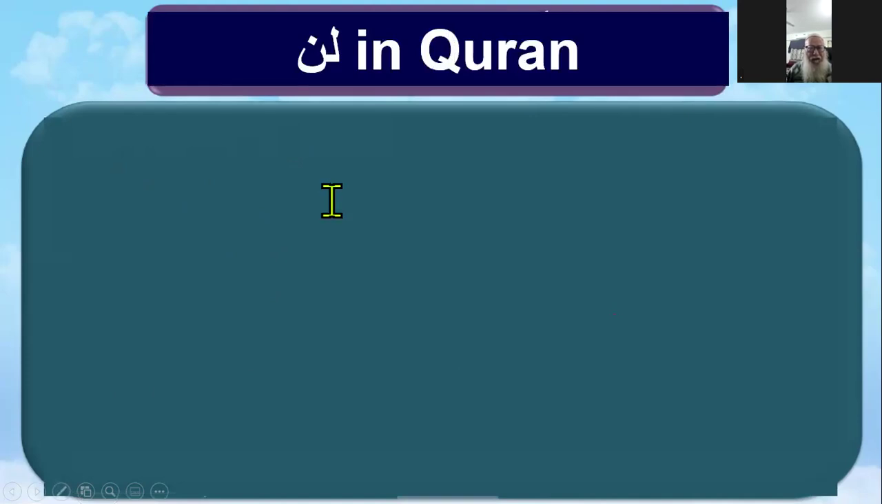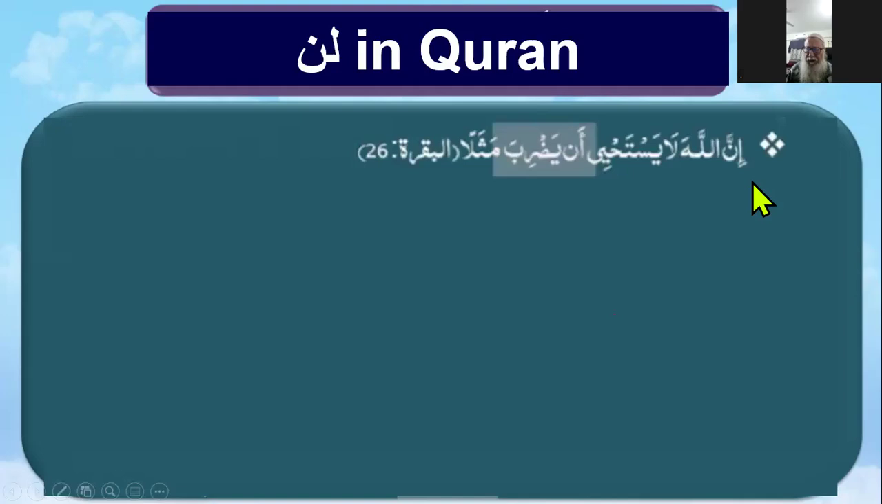Let's have an example from the Quran. Bismillah. Inna Allah la yastahyi an yadriba masala. Look, an has come. Inna has come. Inna Allah. It was Allahu. Inna makes the word Allah mansub. Yadribu, and it makes it yadriba.